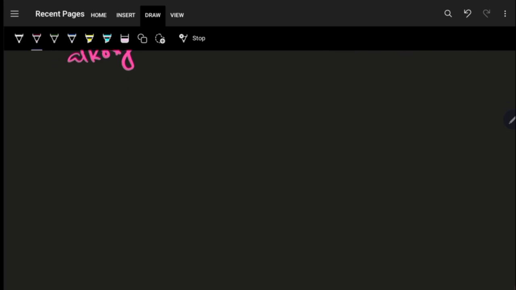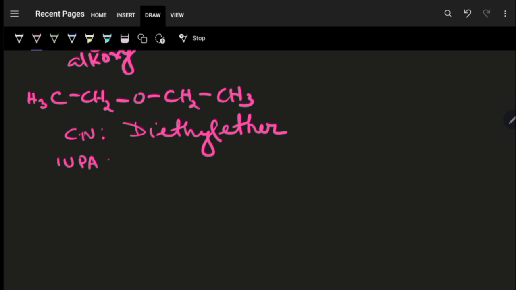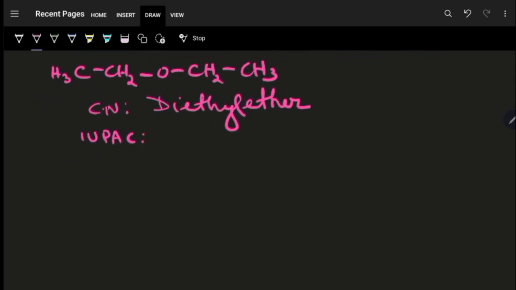Go to the next example. Suppose I have CH3CH2OCH2CH3. Both sides are the same, so the common name will be diethyl ether. And what will be the IUPAC name then? The IUPAC name will be ethoxyethane.